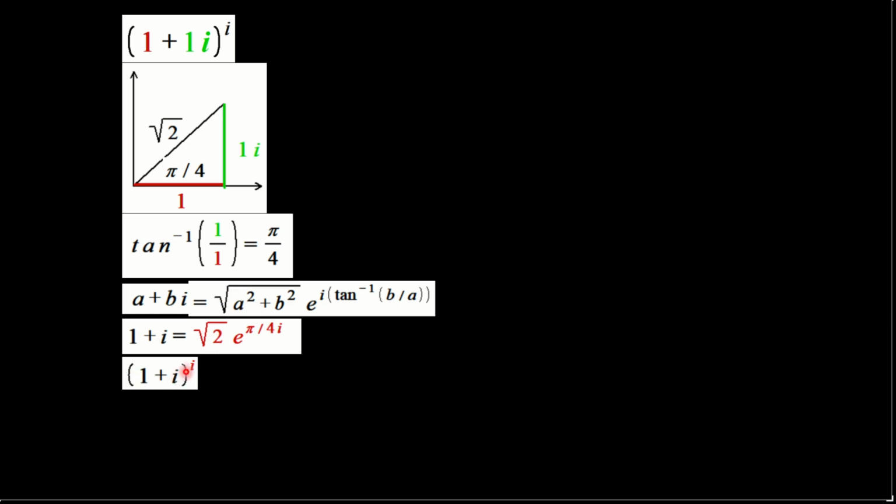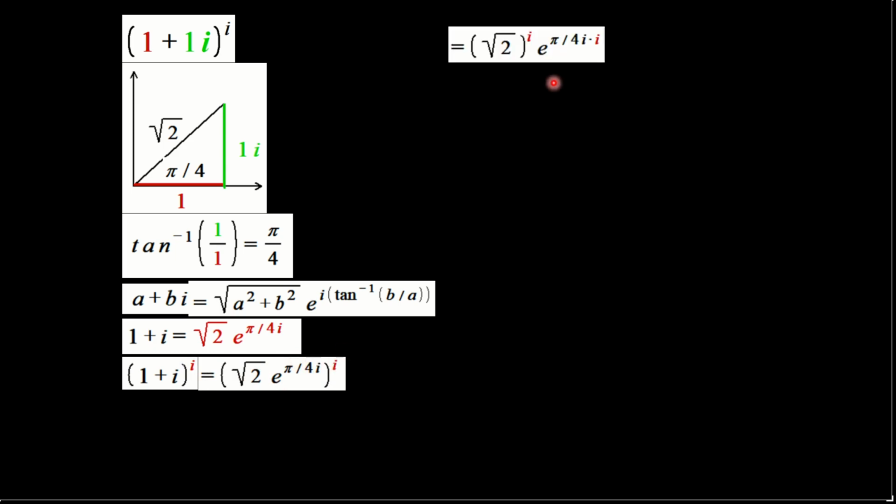Then we can exponentiate both sides. So we get 1 plus i raised to the i. Notice the red i. We do that on the right side. So it becomes the root of 2 e to the pi over 4 i, raised to the i in that position right there. So now going back up here, you can distribute the i to the root of 2 and to the e to the pi over 4 times i again, because we've distributed the red i. So that's going to give us the following next.